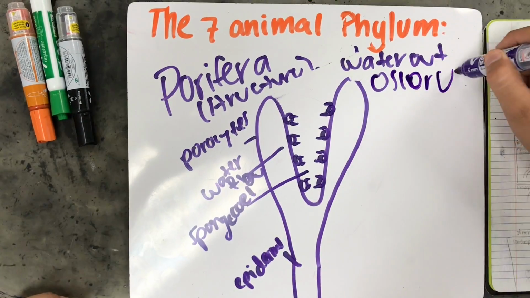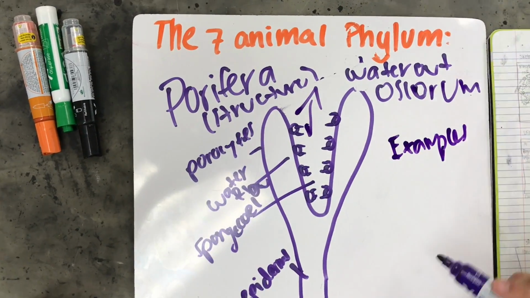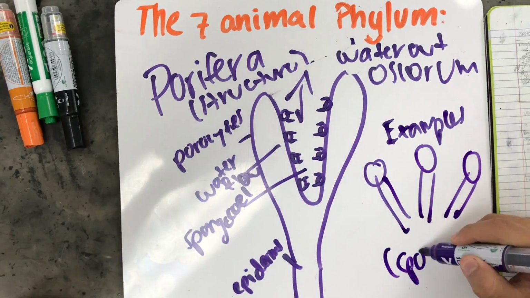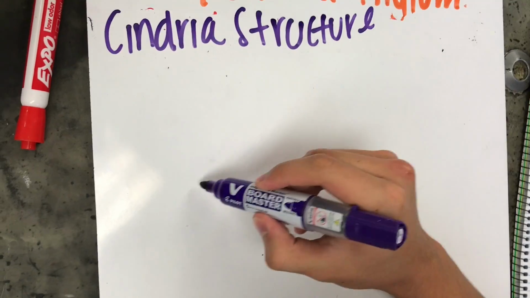They pump water through numerous pores and filter out food. No nerves or muscular tissue. An example is a sponge.